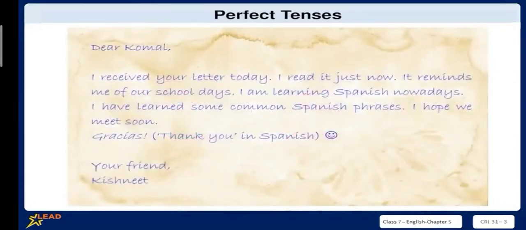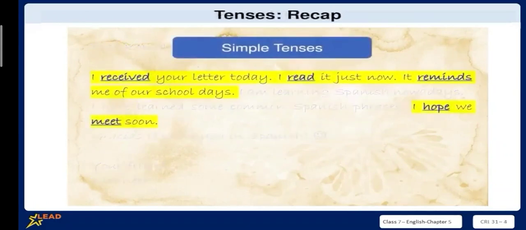Dear Komal, I received your letter today. I read it just now. It reminds me of our school days. I'm learning Spanish nowadays. I have learned some common Spanish phrases. I hope we meet soon. Gracias. Thank you in Spanish. Your friend Kishneet. Now, look at the sentences highlighted in yellow.